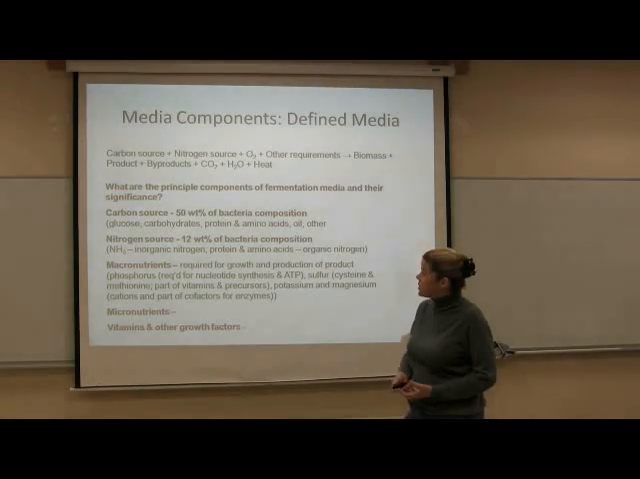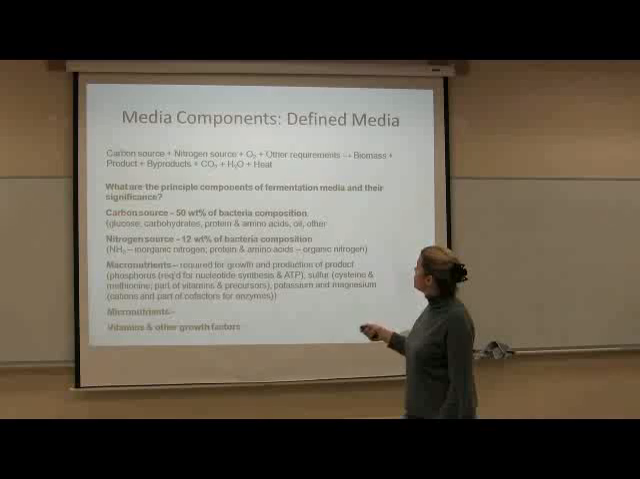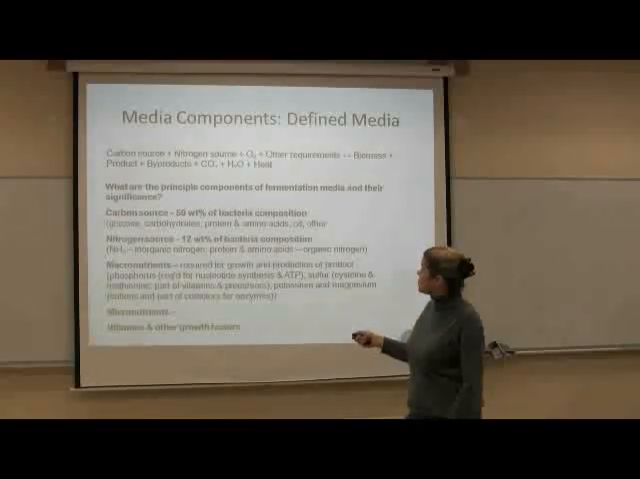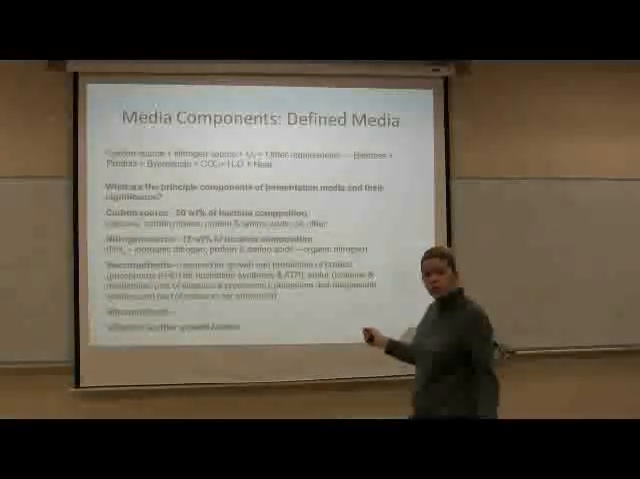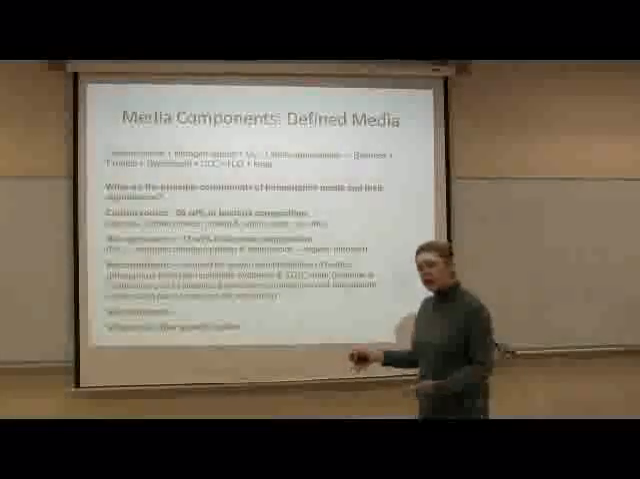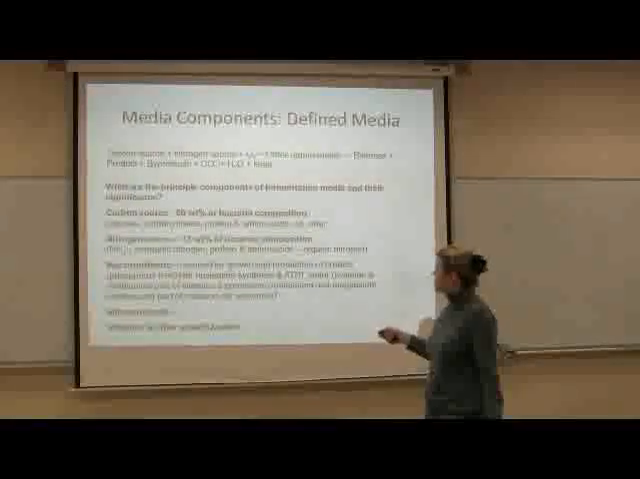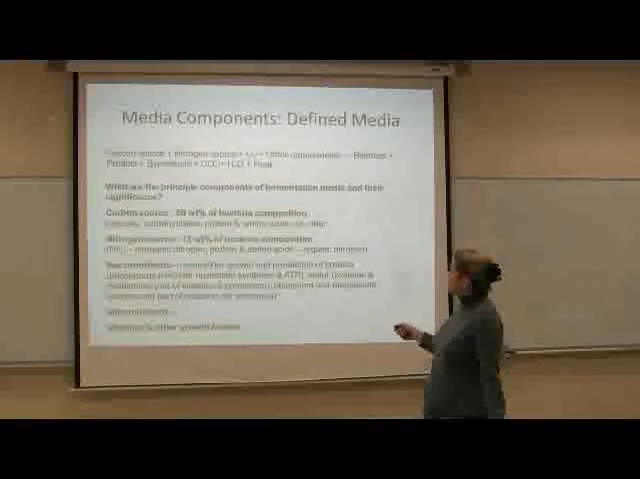Weight of the bacteria is going to be carbon. So we need to have a carbon source: glucose, carbohydrates, proteins, and amino acids. You could also feed oil or glycerol or methanol or other organic chemicals. Okay, organic meaning it has carbon. Then we need a nitrogen source, which is about 12% of the bacteria composition.